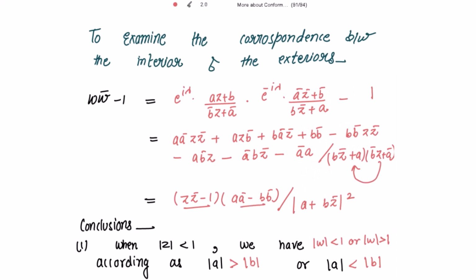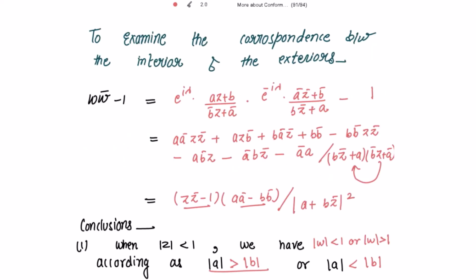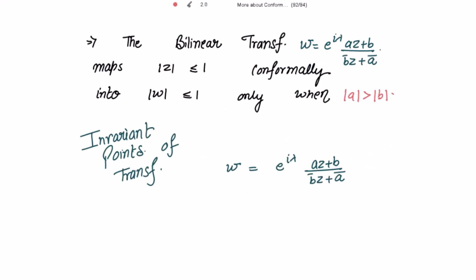It follows that the bilinear transformation maps mod Z less than or equal to 1 conformally into mod W less than or equal to 1 only when mod of A is strictly greater than mod of B. That is this case. Okay. Now to get the invariant points of the transformation.